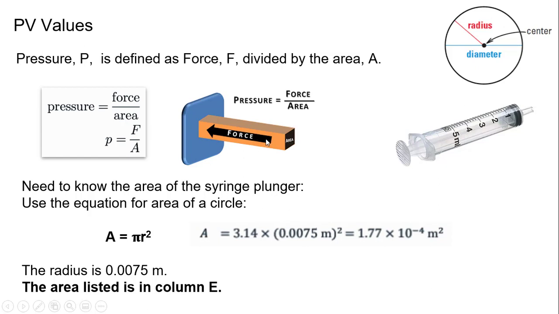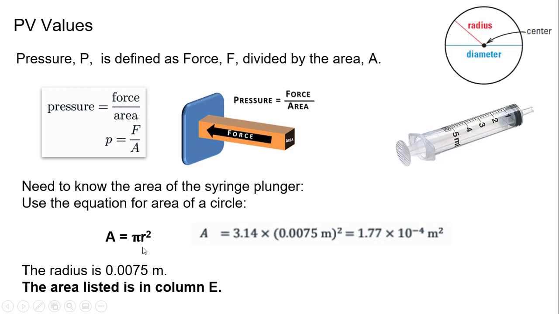So the pressure is the force over the area. The force is the syringe pushing down or pulling up on it, and the area is the plunger itself. So we're going to take the circle part as the area. Pressure is force over area. For this slide, we're focusing on area. Next slide will be force.